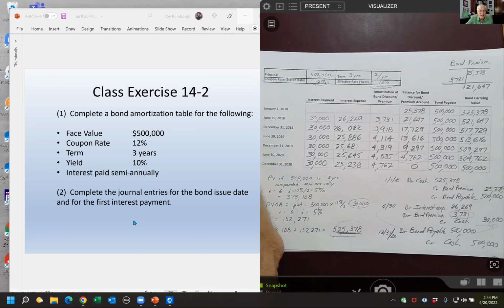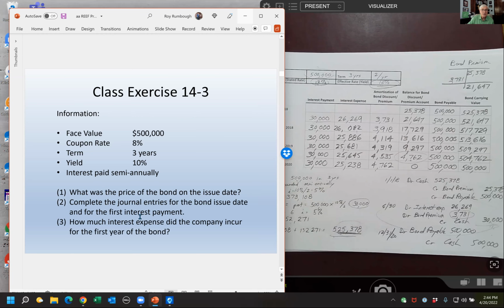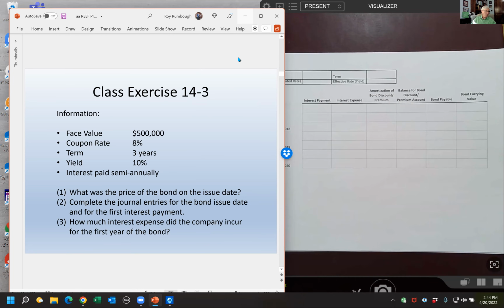All right, guys, let's go to the next one, not that one, 14.3. Notice this time, I know right off the bat, we're only paying a coupon rate of 8% and the yield is 10%. So we're going to have to sell this at a discount this time. So again, I would ask you to pause the video and come back and then watch me work that.